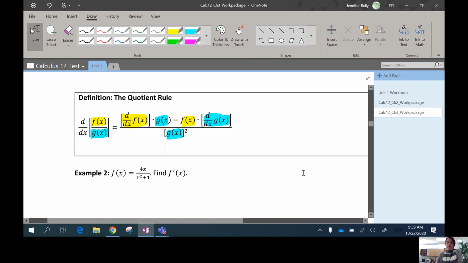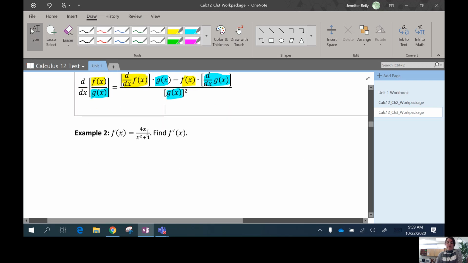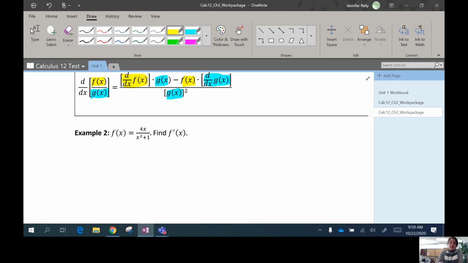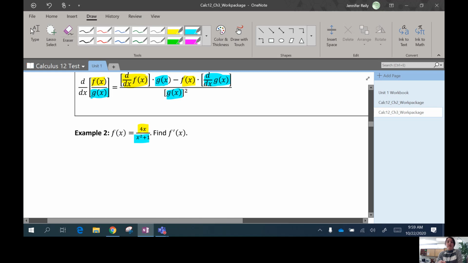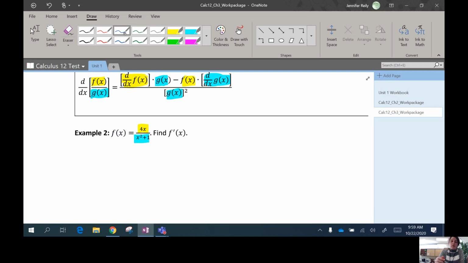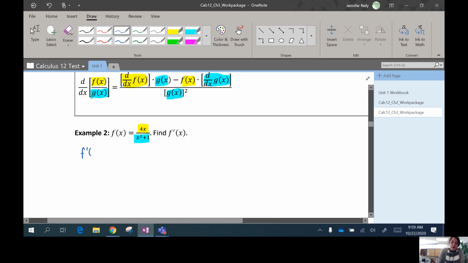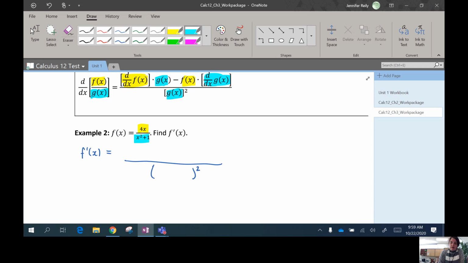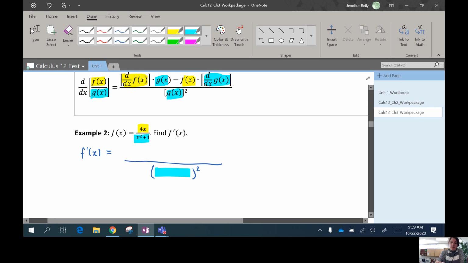Okay, so let's try and use that rule with this function down here. We have 4x, that's our upper term, and it's being divided by x squared plus 1. So whenever you have a quotient, or two terms being divided, you want to use the quotient rule. So here's what the structure of our answer is going to look like. It's going to be a fraction. On the bottom, we're going to have the lower term squared. And on the top, it's going to look kind of like the product rule does.